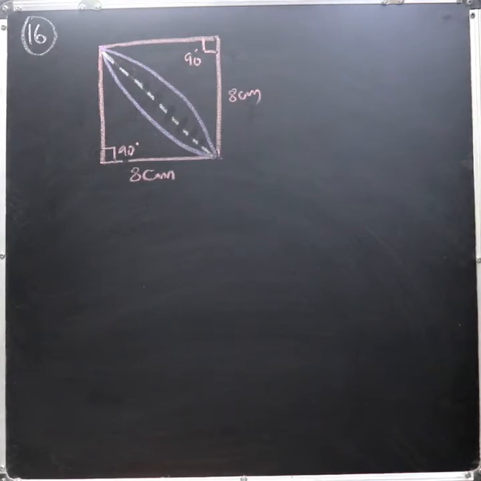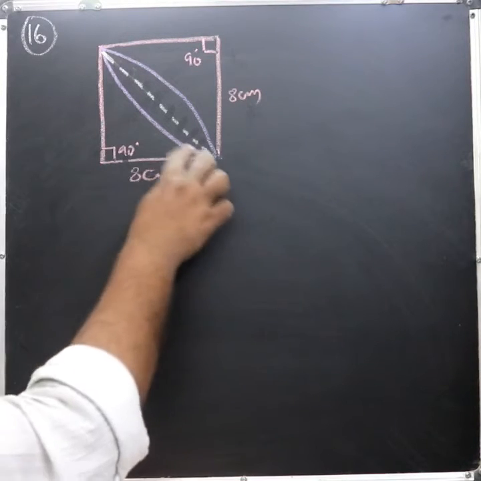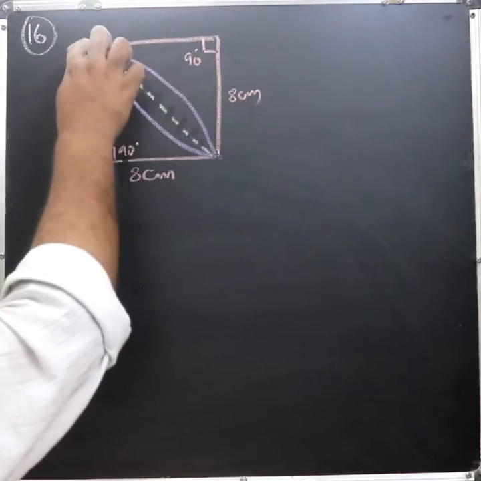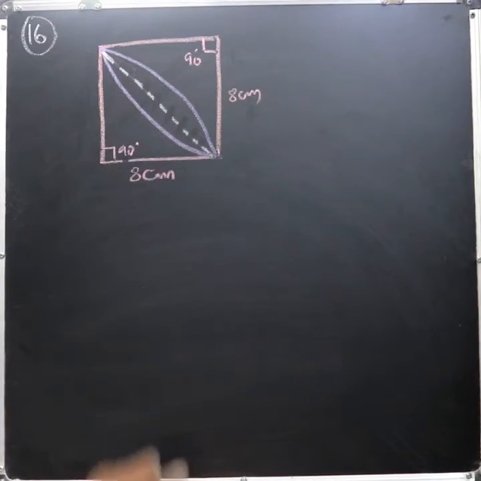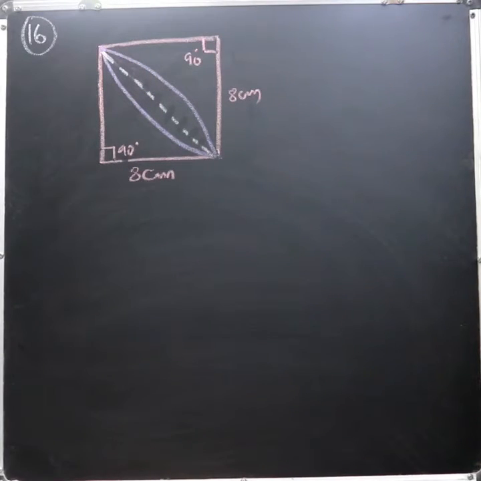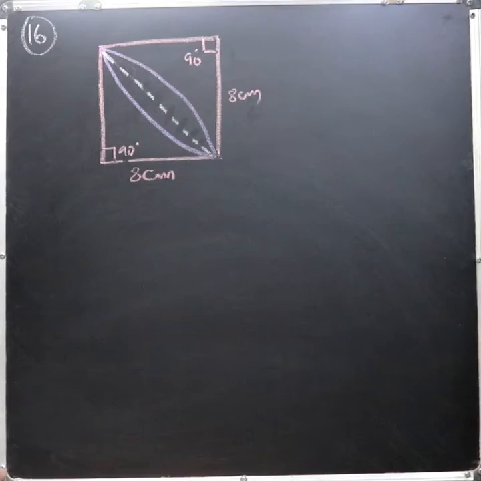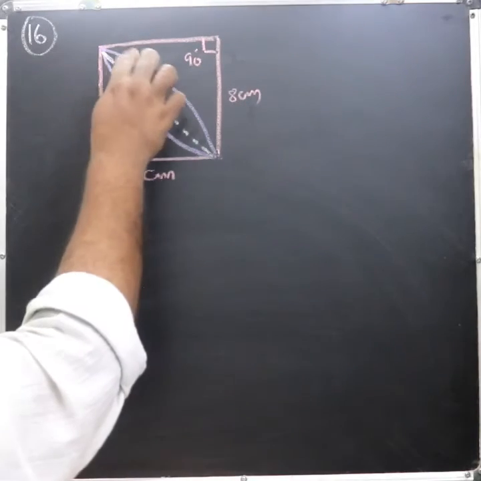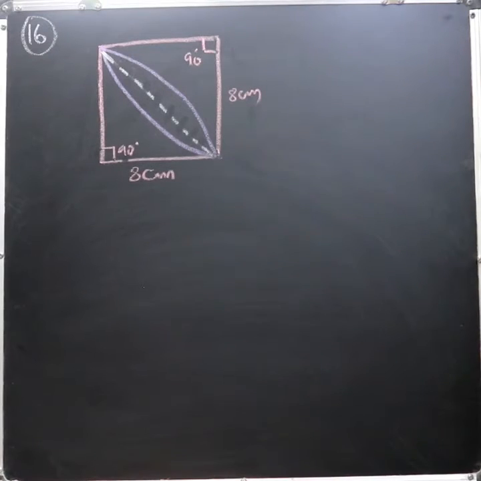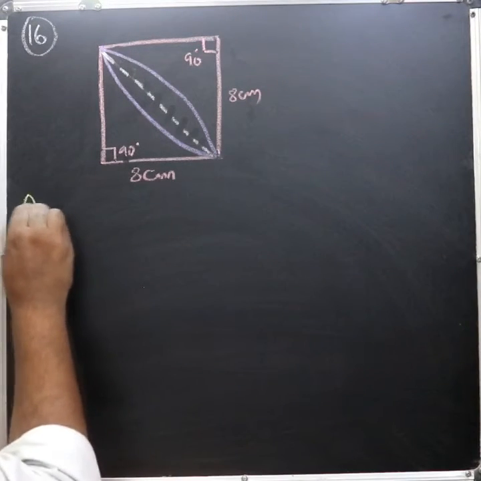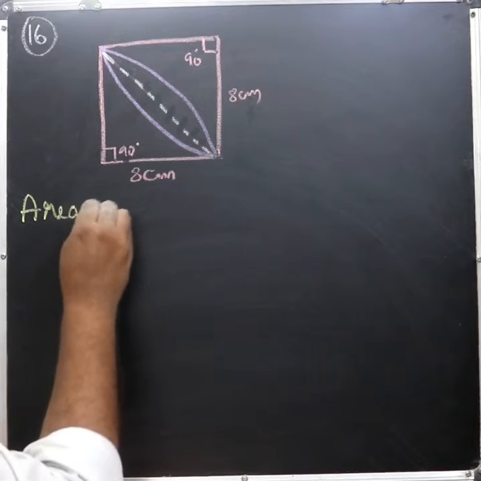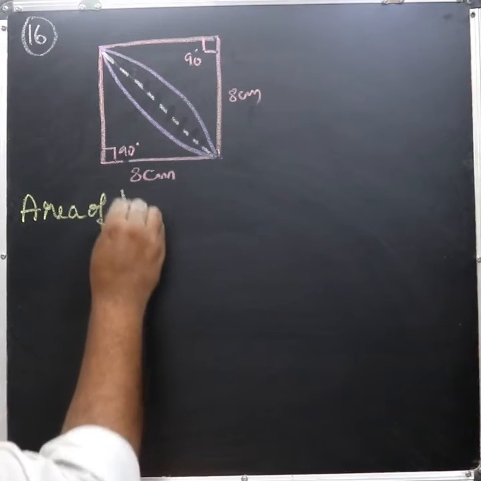That area is designed. The radius of the circle is 8 centimeter. Because it is a square, then this is going to be the radius of the quadrant. So radius is going to be 8 centimeter. We are going to find the area of this designed region. So we can write like this: area of designed region.